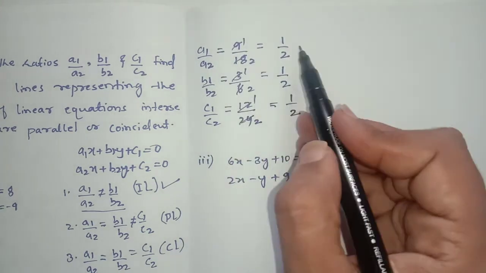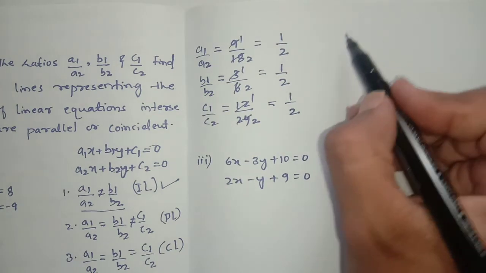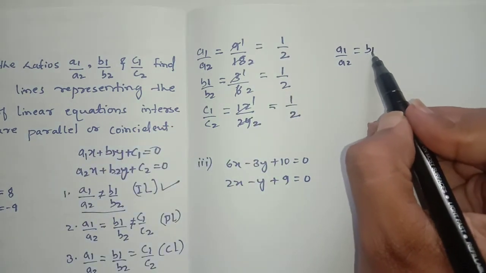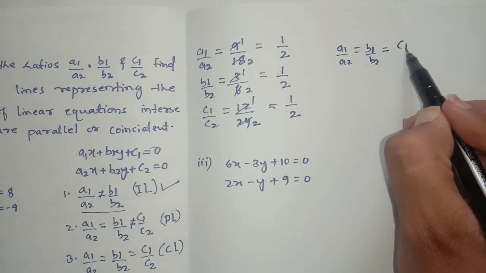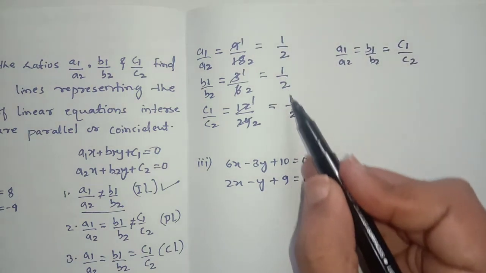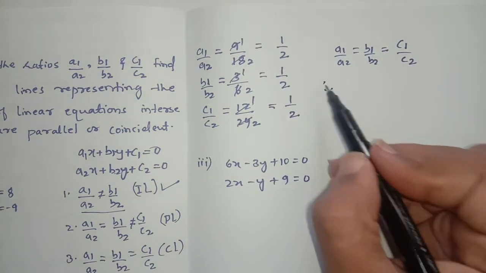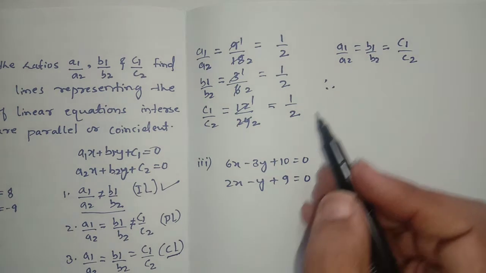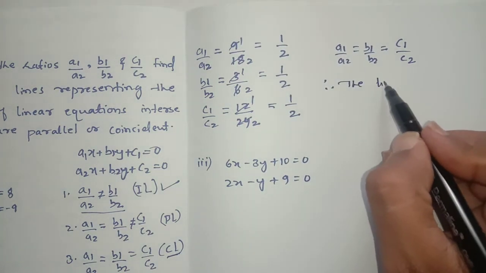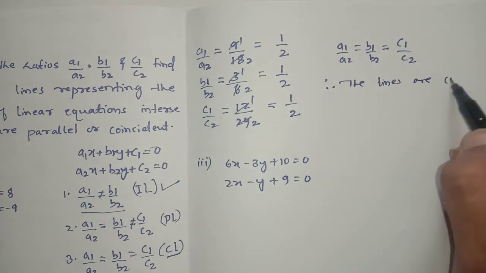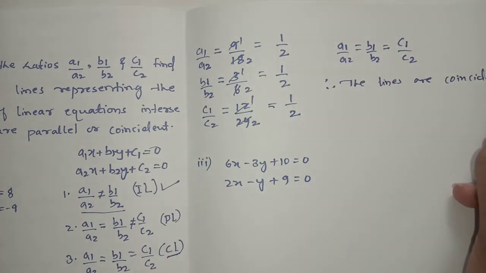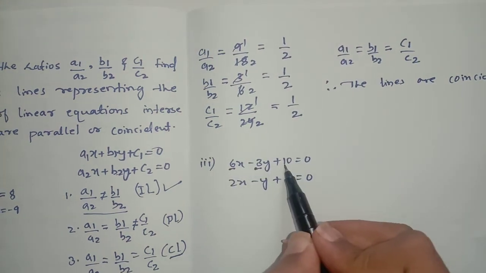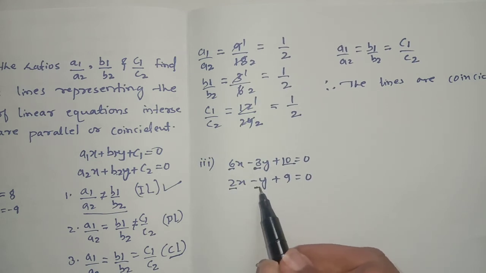Here you can see all are equal. a1 by a2 is equal to b1 by b2, which is equal to c1 by c2. All are equal: 1 by 2, 1 by 2, 1 by 2. Therefore, if all are equal, then the lines are coincident lines, student. We have to write the lines are coincident.